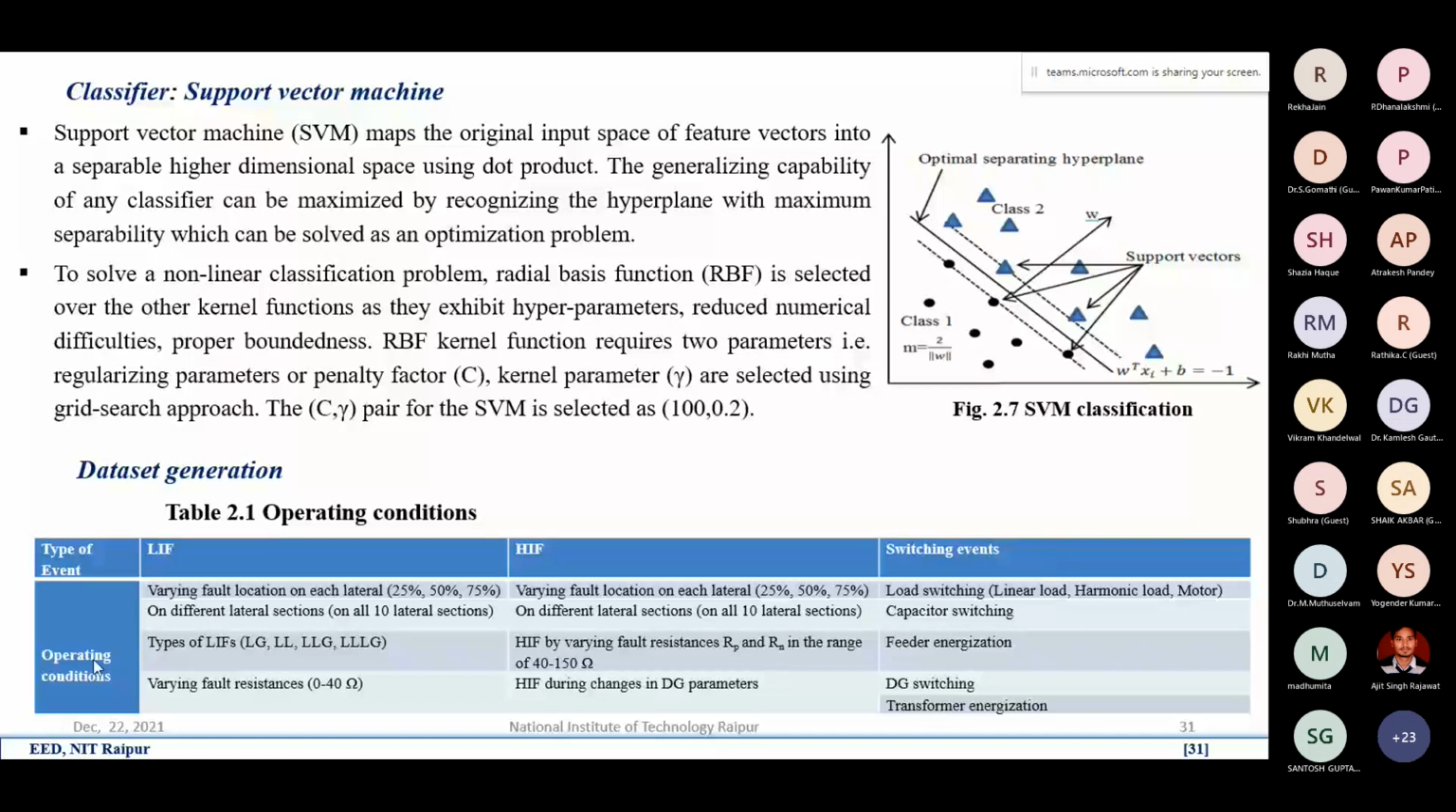data set. So you can see here, for the various low impedance faults, we have varied the fault location at 25, 50, and 75% of the line length. And there are a total of 10 line sections in the microgrid network. In all line sections, we have taken different types of low impedance fault with fault resistance values varying between only 0 to 40 ohms. In case of high impedance fault, again, the same locations. But here now the HIF model.